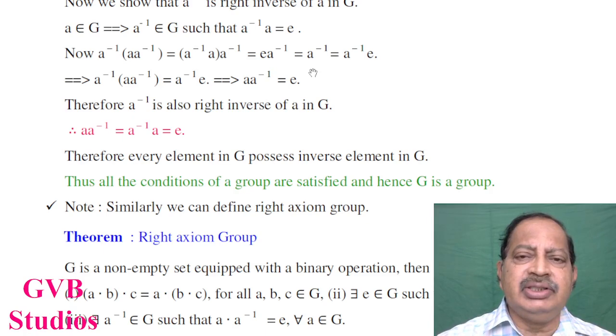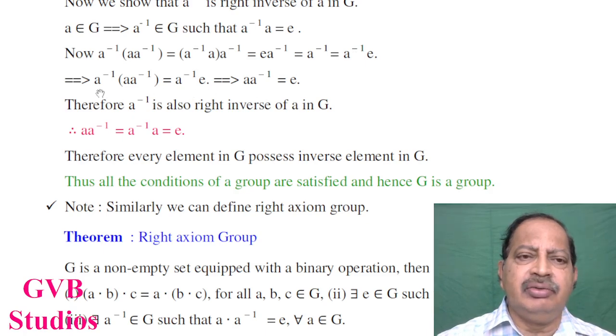And again, since E is identity element, this can be written as A inverse E. E is both left identity and right identity. So I can write A inverse is equal to A inverse. Now, these two are equal. Here it is A inverse, A inverse, and here it is A inverse E.